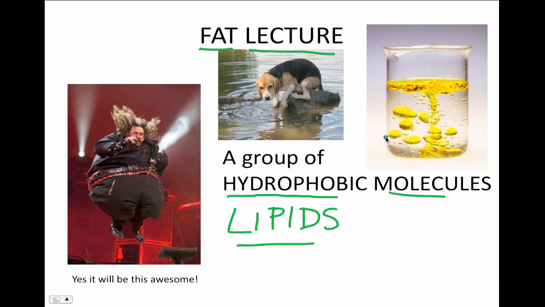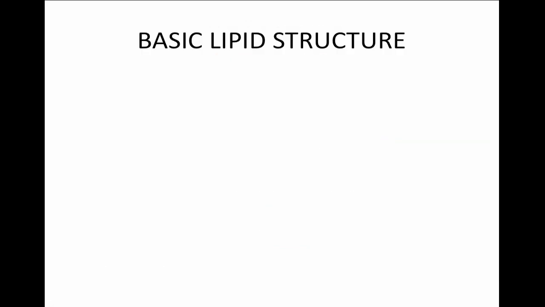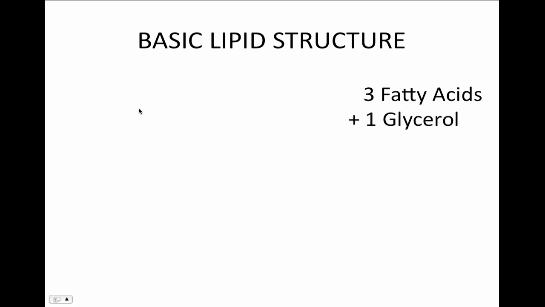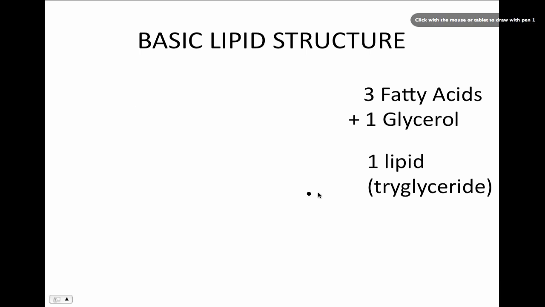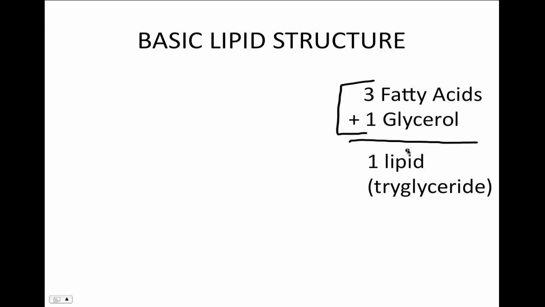So let's take a closer look. We're going to look at the basic lipid structure. And our basic lipid structure includes 3 fatty acids and 1 glycerol, and that gives us a lipid. And a lipid is a lot of times referred to as a triglyceride, especially if it's in this arrangement. So what I'm going to do is we're going to draw this out chemically. Now you don't have to memorize how many carbons or how many hydrogens, you just need to understand the basic structure. So I'm first going to draw our 3 fatty acids.